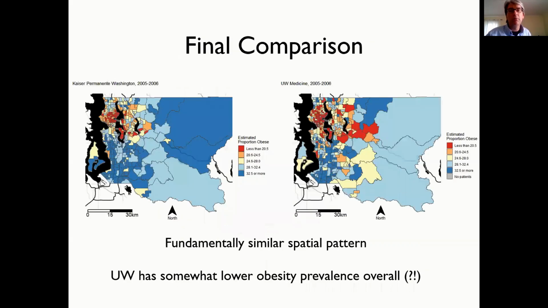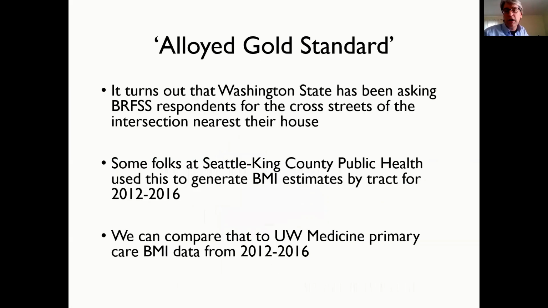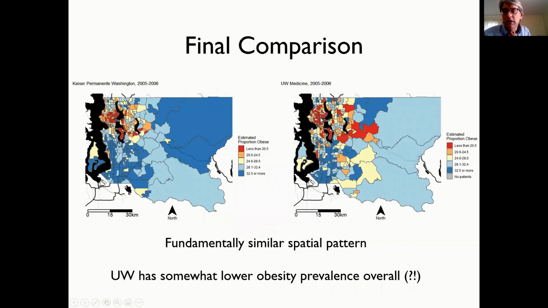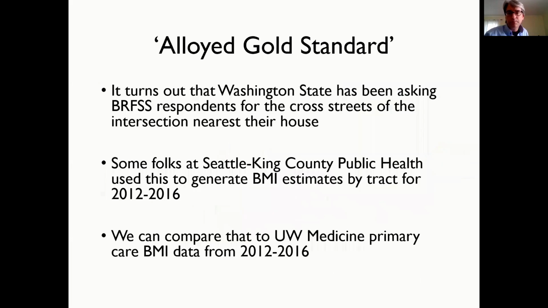We take this approach and compare the Kaiser Washington population in 2005 to 2006 to the estimates we would get from the UW Medicine population in 2005 to 2006. It's a fundamentally similar pattern: more obesity in the South County, less in that core Seattle area, and more generally, a kind of spatial autocorrelation, where tracts where obesity is prevalent tend to be near other tracts where obesity is prevalent. Interestingly, UW had a somewhat lower obesity prevalence overall, which is a little unexpected, and I can talk about why we think that's happening if folks are interested.